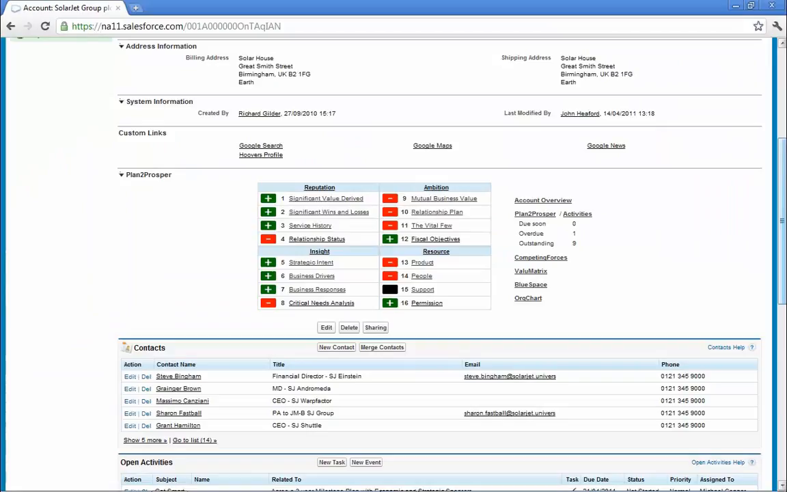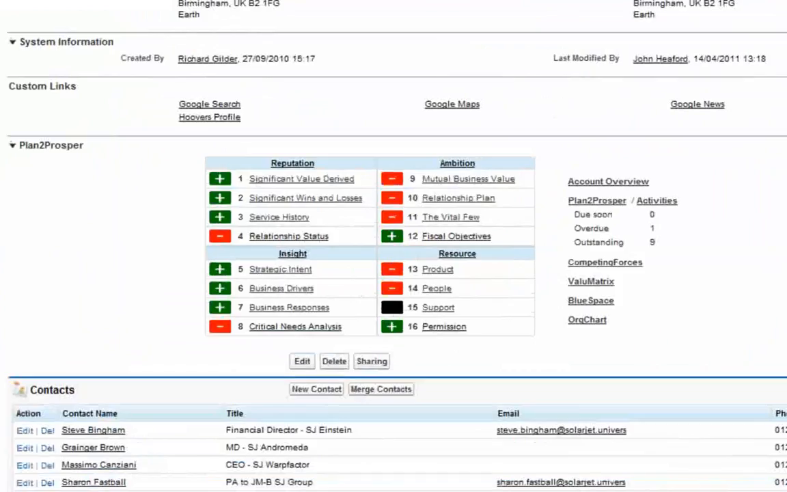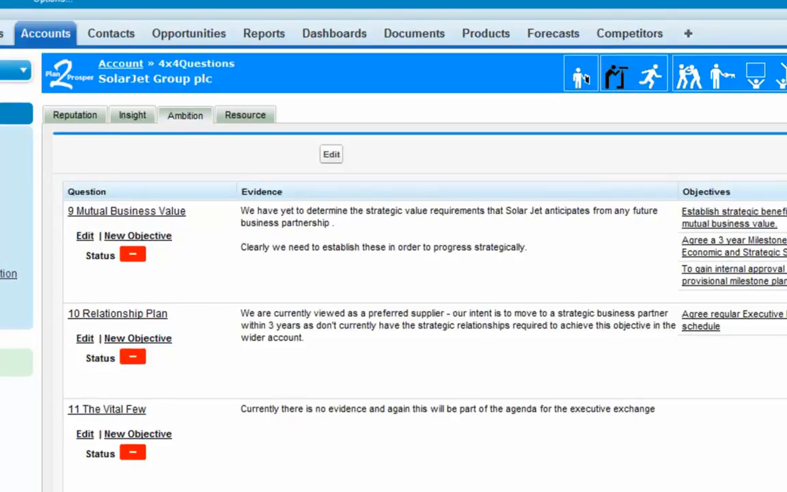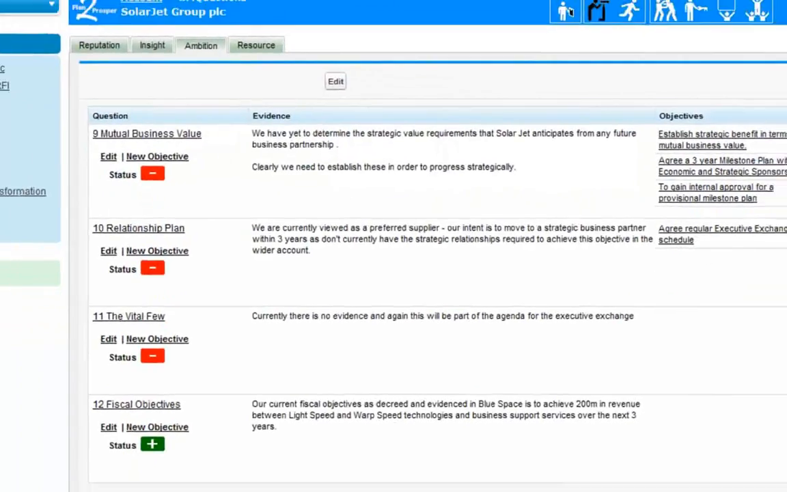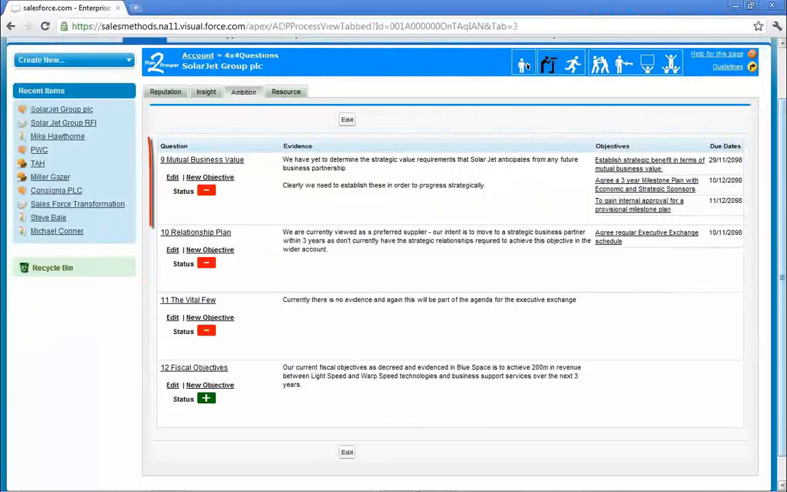We now have some idea of where to go digging if we want to further our business relationship. Again, let's look at the way in which we have dealt with our set of 4 questions on ambition as we populate the Sales Methods Plan to Prosper software. Again, we access the ambition section, and let's look at one of the anchor points of the whole account development plan in the Plan to Prosper, question 9, mutual business value.